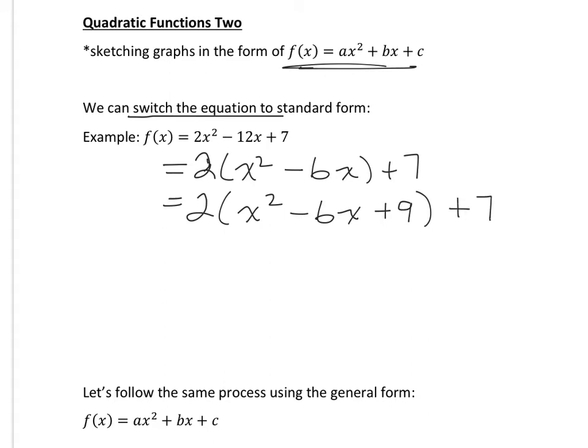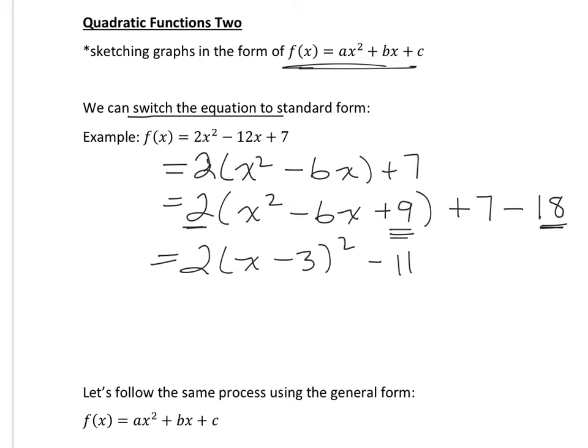Now to keep the function equal, we have to subtract what we added. So what we added was 9 times that 2 that's out front. So now we're going to subtract the same thing. 2 times 9 is 18. So subtracting 18 balances the adding of the 9 earlier on. So now we have 2 times x minus 3 squared minus 11.